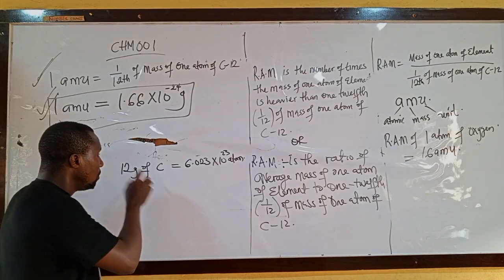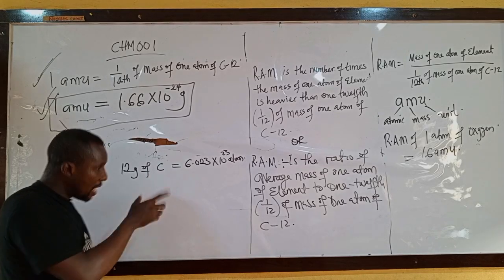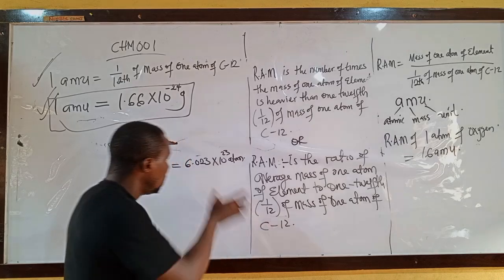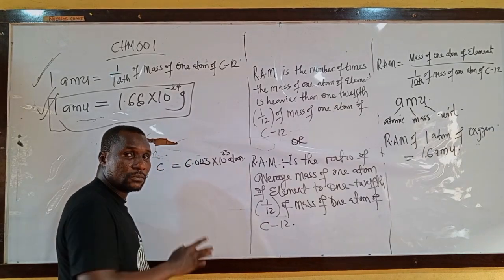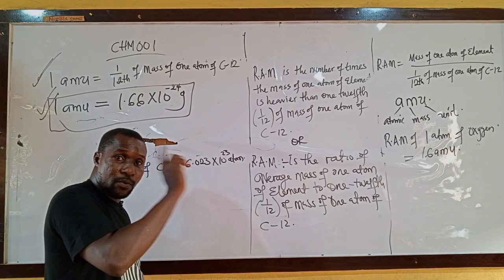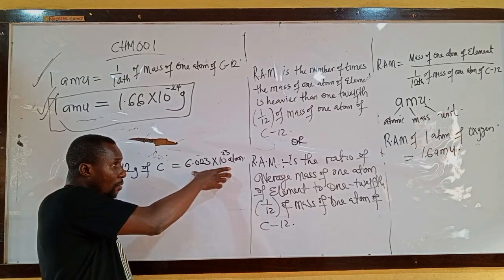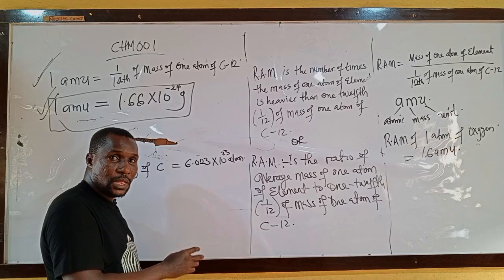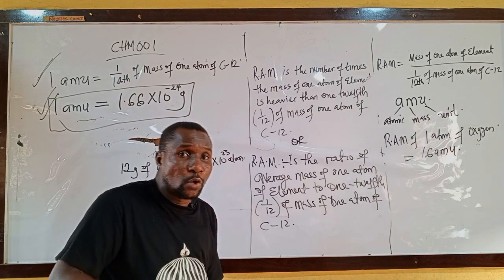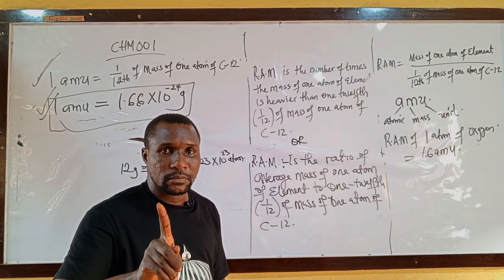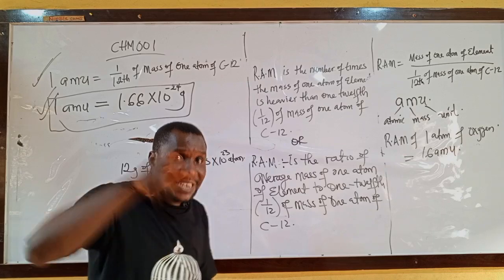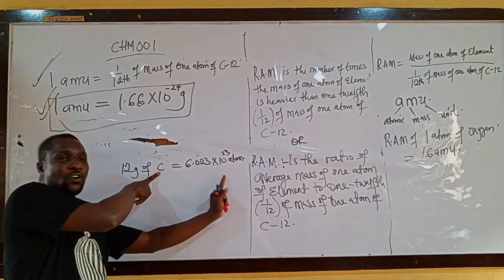Since we know that 1 mole of a substance, I'm taking carbon as the substance. In 1 mole of carbon atom, this is the number of atoms that can be found. Then 1 mole of carbon atom contains 12 grams. Therefore, 12 grams of carbon contain this number of atoms.